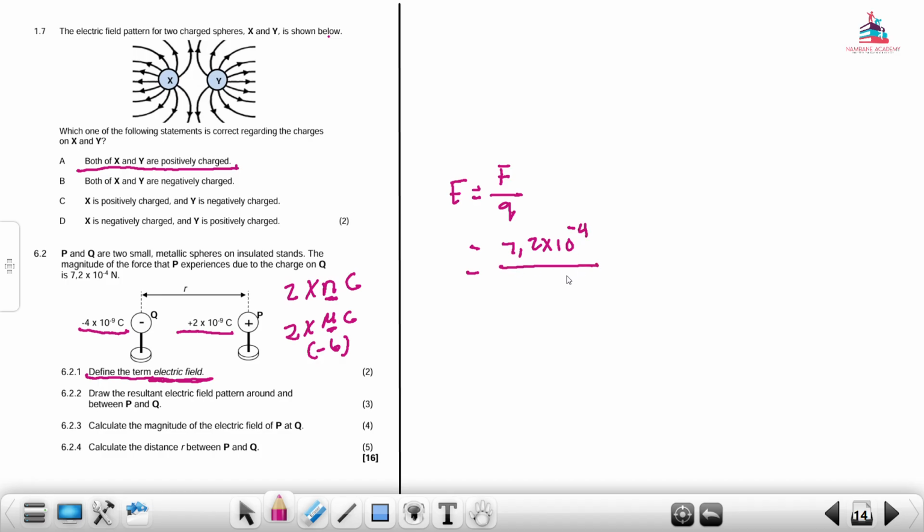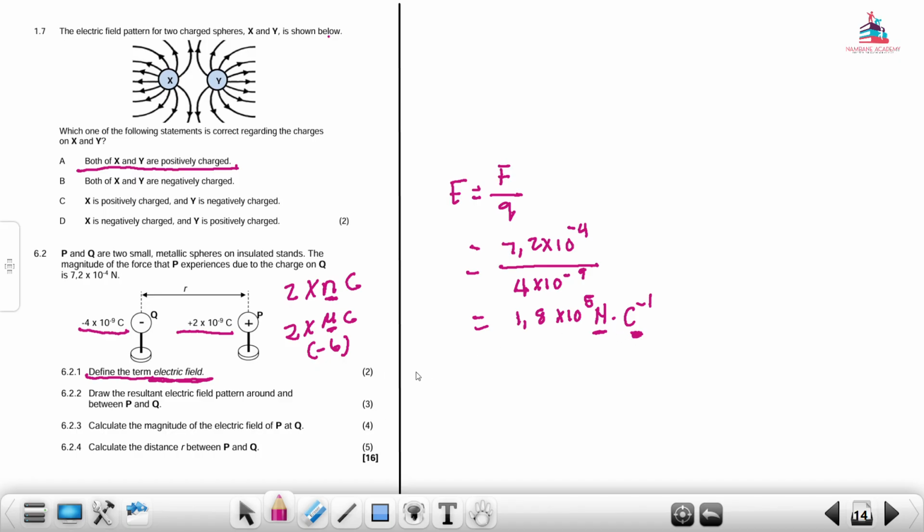Divided by, what are we calculating? We are calculating the electric field at Q. So what is the electric field at Q? It's 4 times 10 to the power of negative 9, which will be given by 1.8 times 10 to the power of 5. Remember, force in Newton and charge in coulombs.